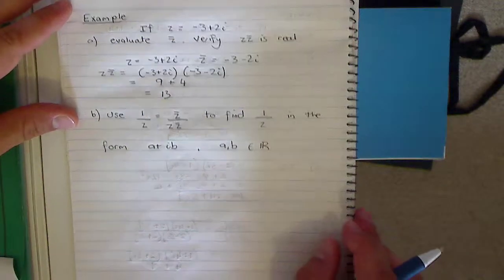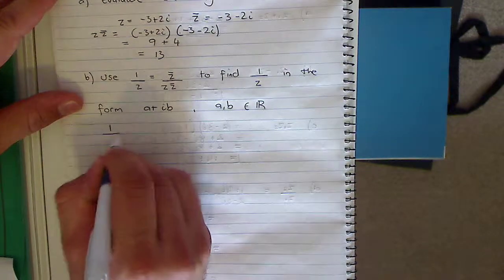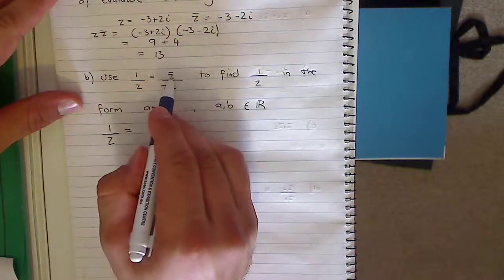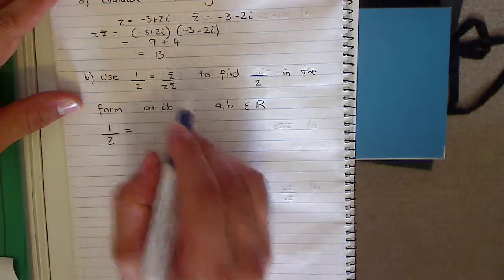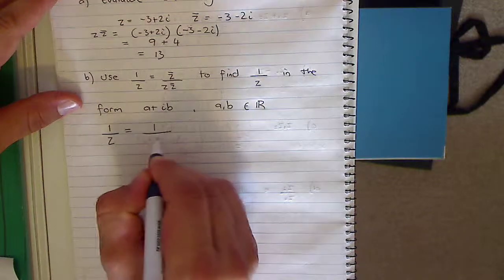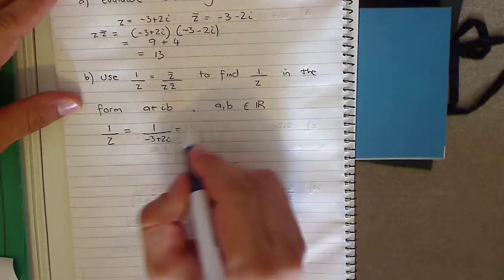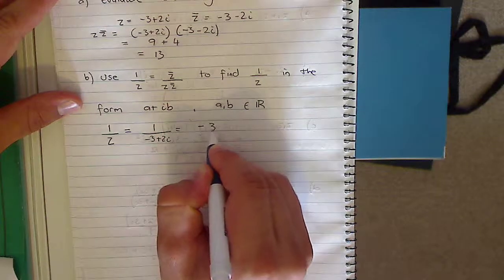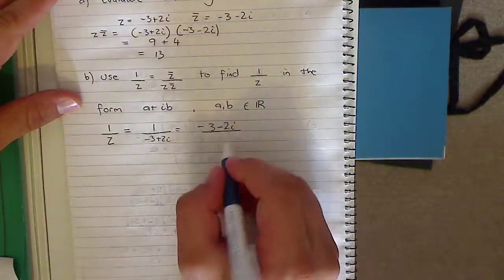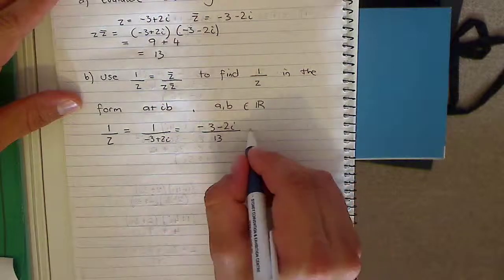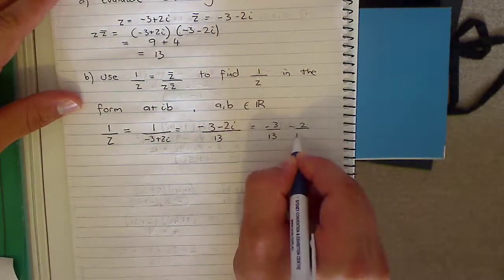Now, we're going to use that to find 1 over z in the form of a plus ib. Actually pretty easy. So 1 over z, we know that equals the conjugate of z over z times z bar. So 1 over z is actually saying 1 over minus 3 plus 2i. That is in fact the conjugate of z, minus 3 minus 2i, divided by z times z bar. We found that up here, divided by 13. So all we end up getting is minus 3 over 13 minus 2 over 13i.